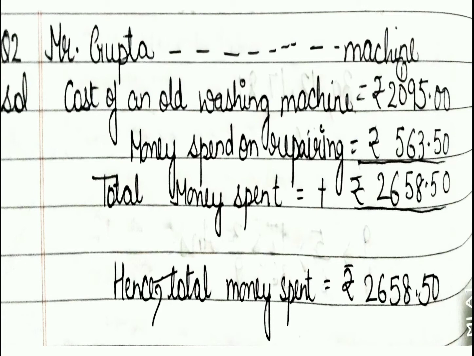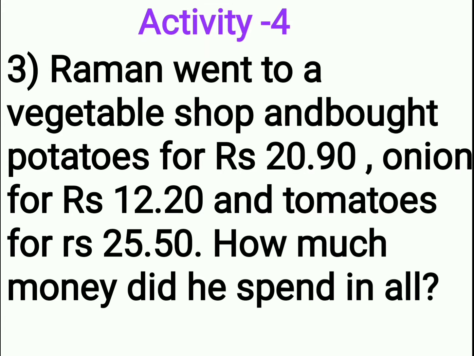For that, 0 plus 0 is 0. 0 plus 5 is 5. So you write here 5. Then 5 plus 3 is 8. Clear? Then 9 plus 6 is 15. So 5 will come here and 1 will go as a carry on 0. 0 plus 1 is 1. 1 plus 5 is 6 and 2 will come as it is. So total money spent is rupees 2658 and 50 paisa. Then the hence line, which is the last line only: hence total money spent is rupees 2658.50. Clear, students? Now we do question number 3.